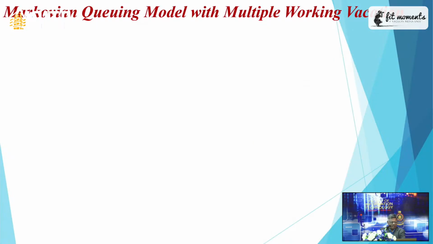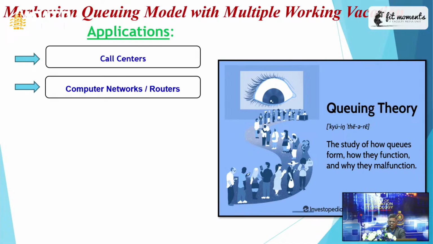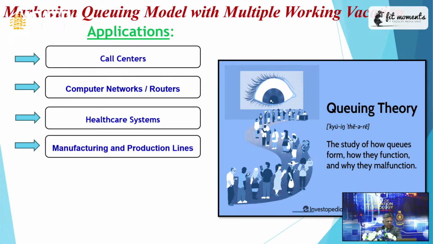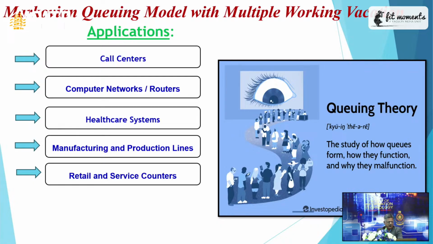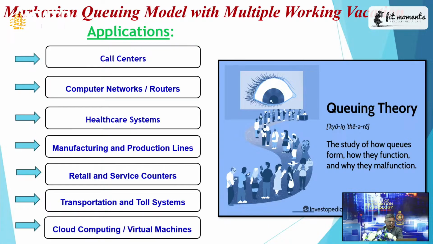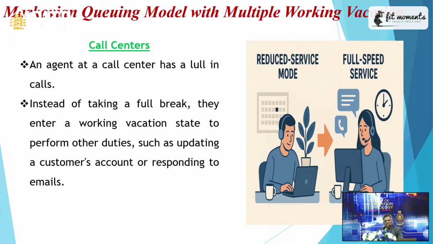State transition diagram. These are applications: call centers, computer network routes, healthcare systems. Here they are using these applications: manufacturing and production line, retail and service counter, transportation and toll system. These are the applications of the multiple working vacation. Cloud computing and virtual machines. Here is the call center.